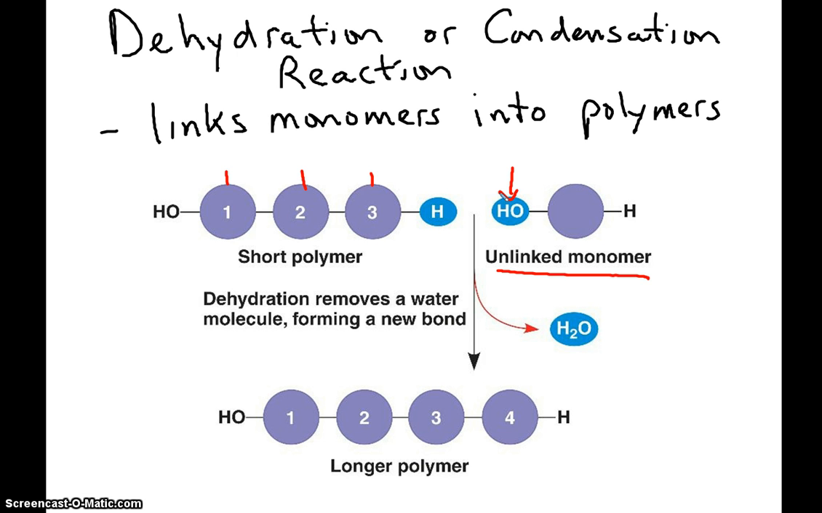And OH and this one right here, there's an H sticking off. And if we put those two together, they will form a covalent bond, and H2O, water, will be removed. That's why it's called a dehydration reaction. And the result is that we have just formed a new bond between monomers 3 and 4, and our chain has grown longer. Okay? So the condensation or dehydration reaction is critical to understanding how we put these monomers together.